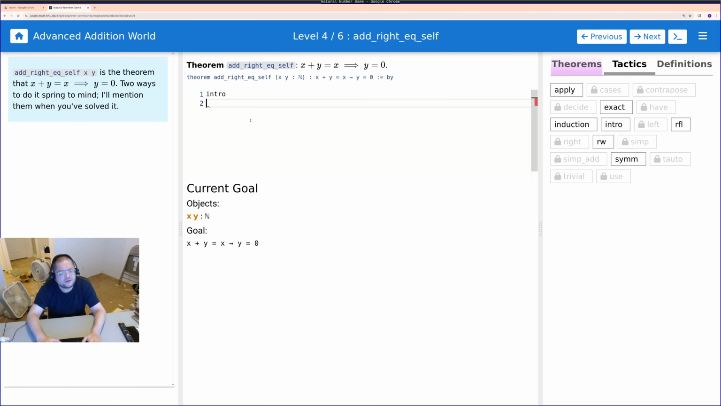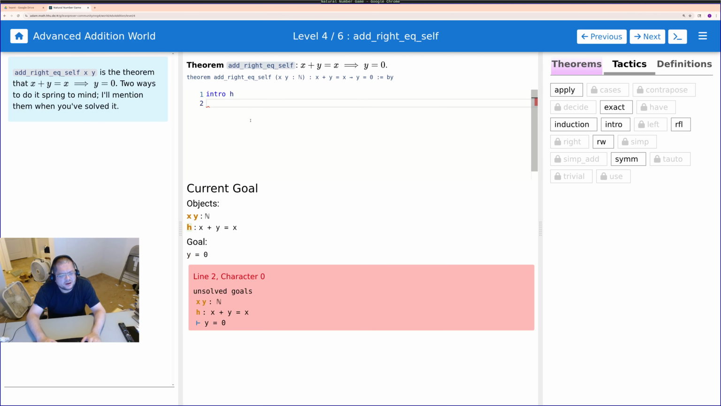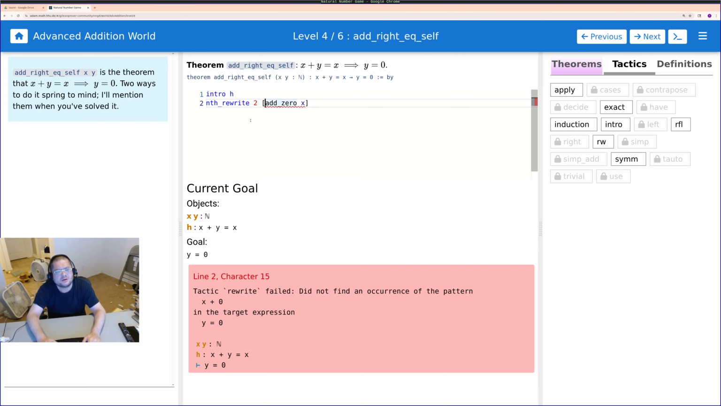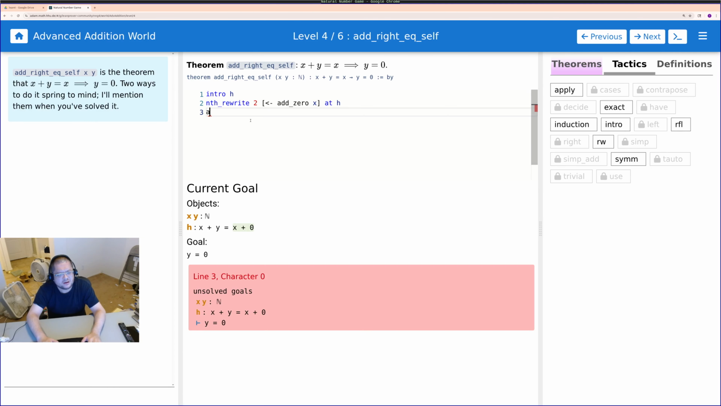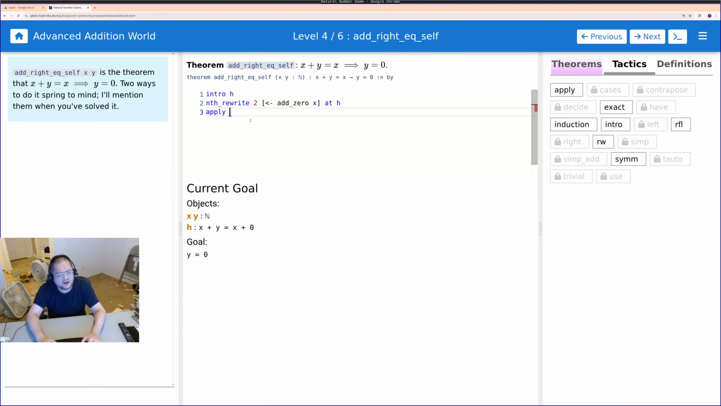Add right self equal. This is basically the same thing, I think. So I'm going to rewrite. We want the second x to be add 0x. We want to invert it back and at h. Okay. And then we want to apply add left cancel y0x and exact h. Great.